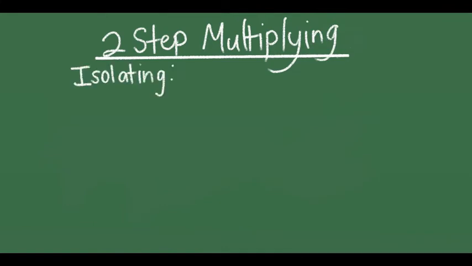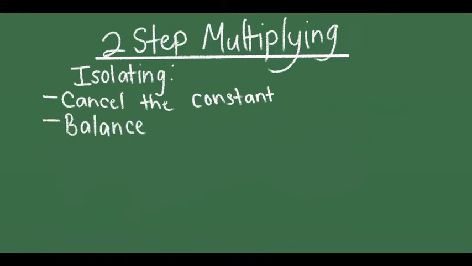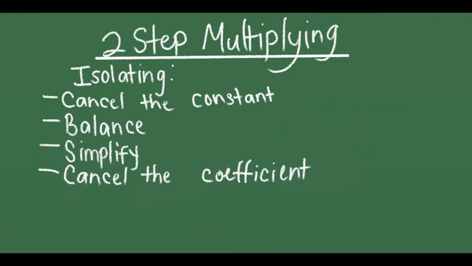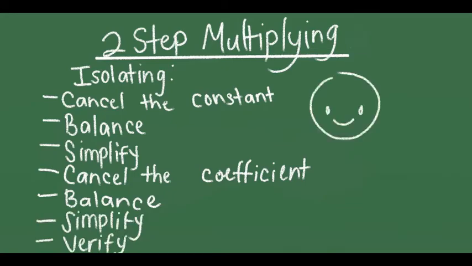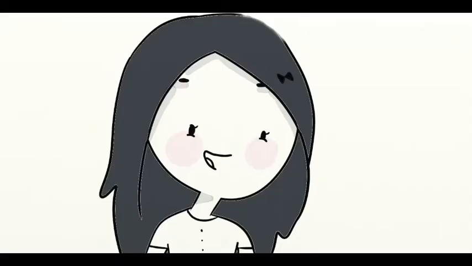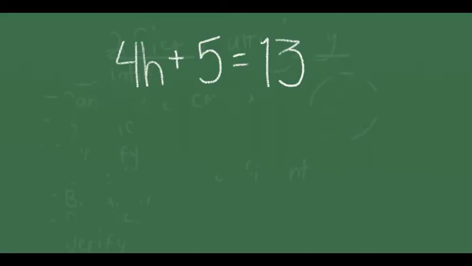Here are the steps to success to isolate the variable. Cancel the constant, balance, simplify, cancel the coefficient, balance, simplify, and don't forget to verify. Oh, I get it. We'll try to answer this question together.